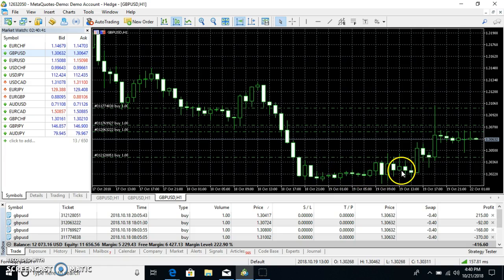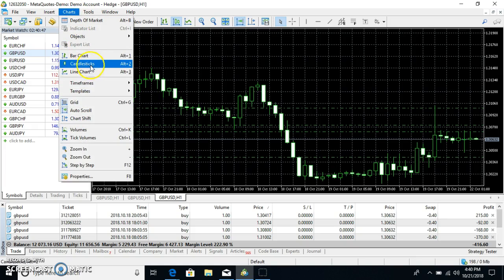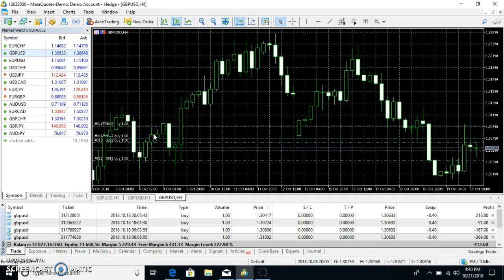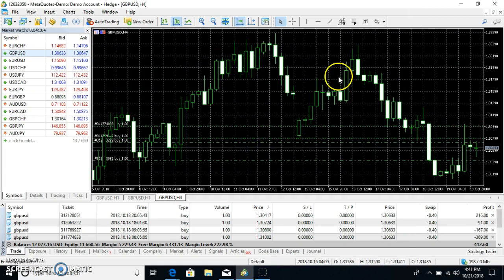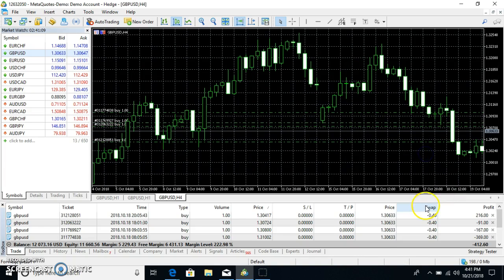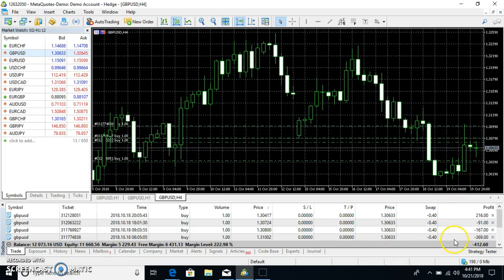Here's the trend on the 1 hour chart. Let's see it on the 4 hour chart. The trend on the 4 hour chart is down. Okay, now what I needed to do for this practice account or demo account is at least go back up to here, this area at 1.3099.